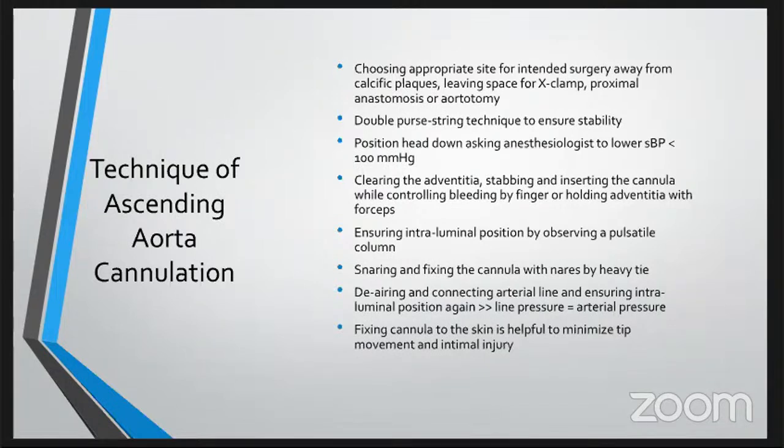Ensure intraluminal position by observing a pulsatile column, and snare and fix the cannula with a heavy tie. Then de-air and connect the arterial line, and ensure intraluminal position again with line pressure confirmed with the perfusionist. Sometimes fixing the cannula to the skin is also helpful to minimize tip movement and intimal injury.